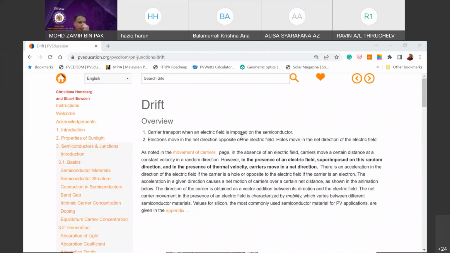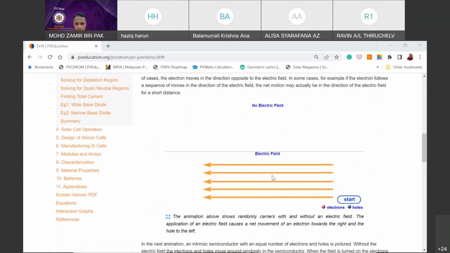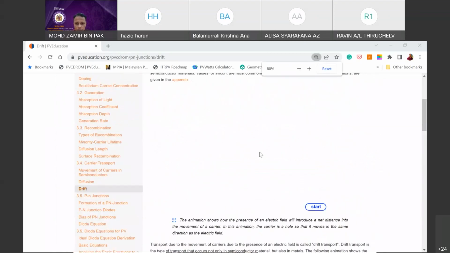Drift is carrier transport when an electric field is imposed on a semiconductor. Electrons move in the net direction opposite to the electric field. Holes move in the direction of the electric field. So holes follow the direction of the electric field and electrons go opposite to it. Let's have a look at the effect of drift. Just come down here to the animation. Let's play a few. The animation shows how the presence of an electric field introduces a net distance to the movement of the carrier. In this animation, the carrier is a hole, so the movement is in the direction of the electric field. Let's just start and see.